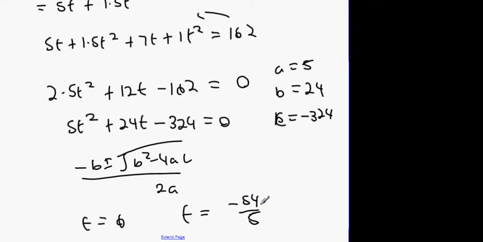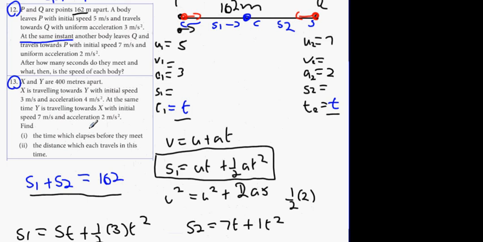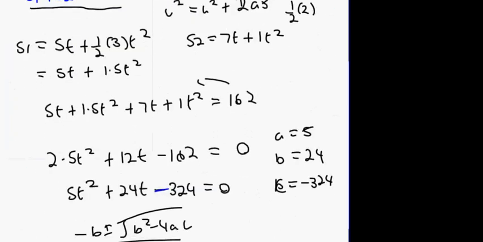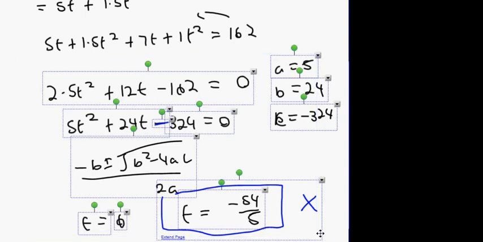Which one do you not have to use? Time can never be negative, so this is not going to happen. So the answer is t equals 6. Reread the question. I only got the first part: the distance which each travels in this time. Now you have to find the distance that each one travels.